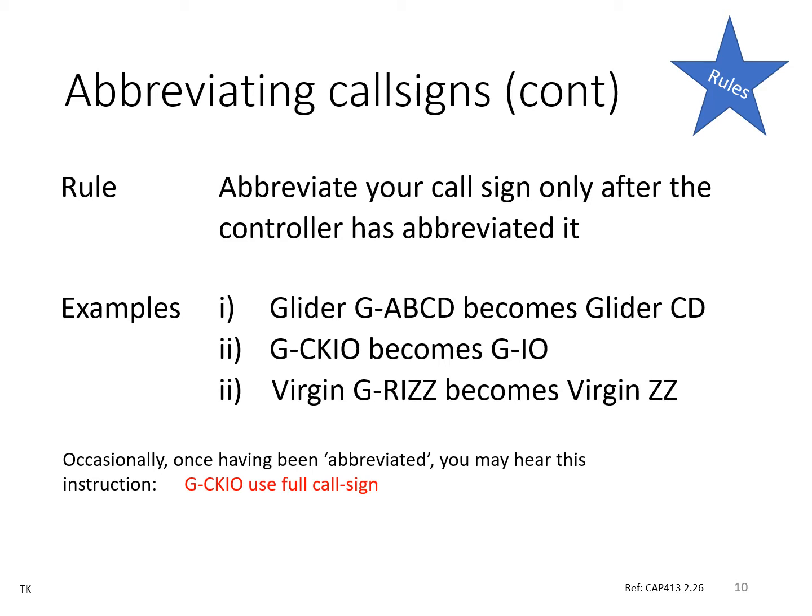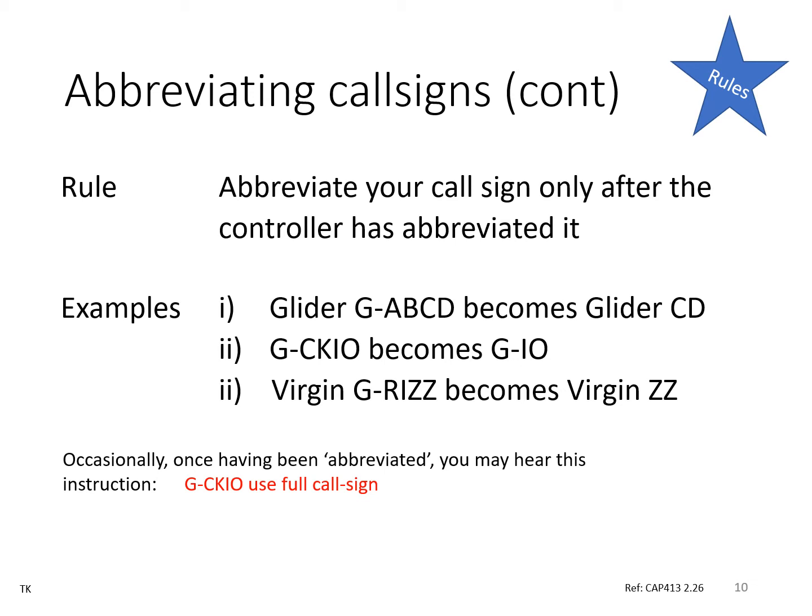Here's that rule again and some examples. So abbreviate your call sign only after the controller has abbreviated it. A few examples. Glider Golf Alpha Bravo Charlie Delta becomes glider Charlie Delta. Golf Charlie Kilo India Oscar becomes Golf India Oscar. And Virgin Golf Romeo India Zulu Zulu becomes Virgin Zulu Zulu.